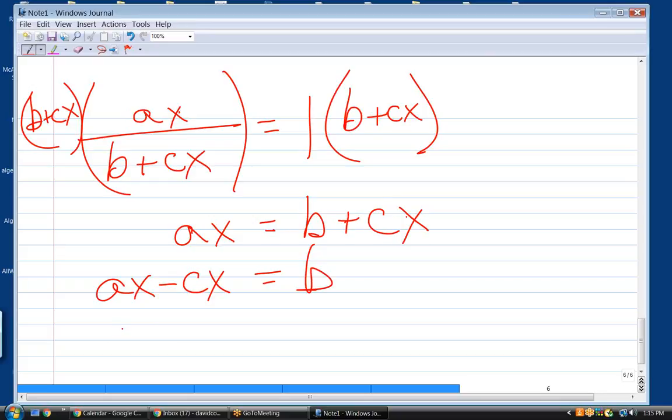Divide by x. Give me the next line. Let's put the x first, because what we're really doing is factoring out the x. x times a minus c. In other words, as you do these steps, always make sure that you're not changing anything. After I multiply this back together again, it better be the same thing as that. And it is. And that's equal to b. So what is x equal to?